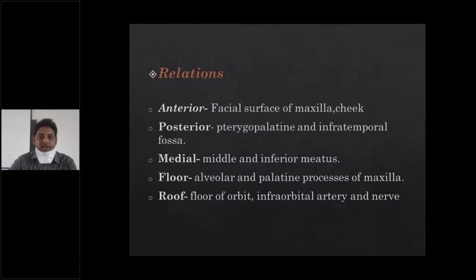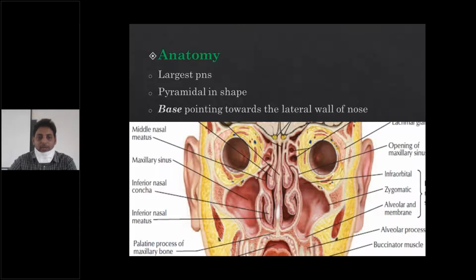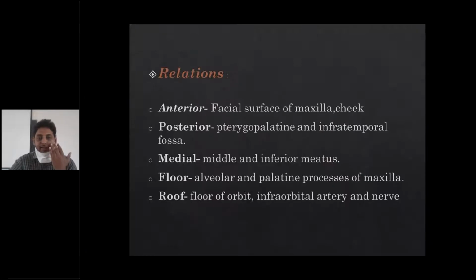Coming to the relations of the maxillary sinus, anteriorly you will have the facial surface of the maxilla and the cheek. This is the maxillary sinus, both of these. Anteriorly you have the facial surface of the maxilla and the cheek, and posteriorly, behind, you will have two fossae, which are known as the pterygopalatine fossa and the infratemporal fossa. This is the temple, the infratemporal fossa, and the pterygopalatine fossa.